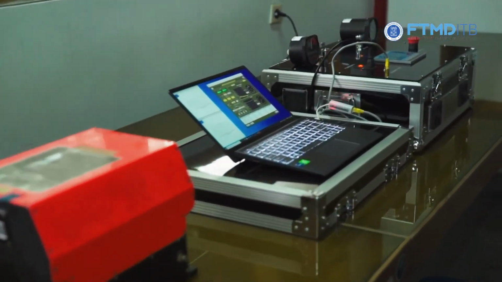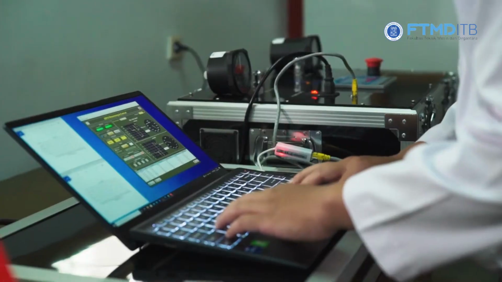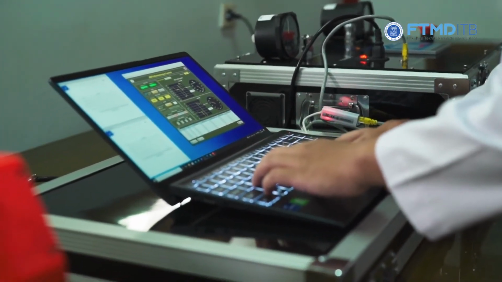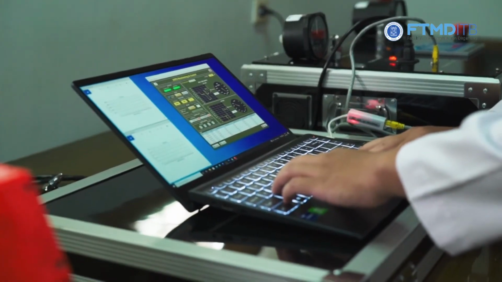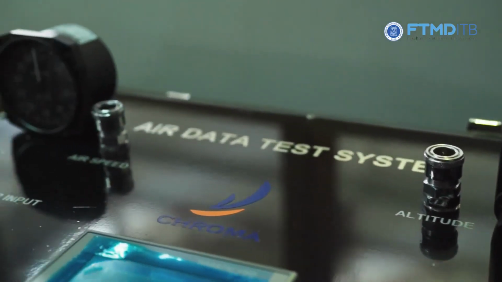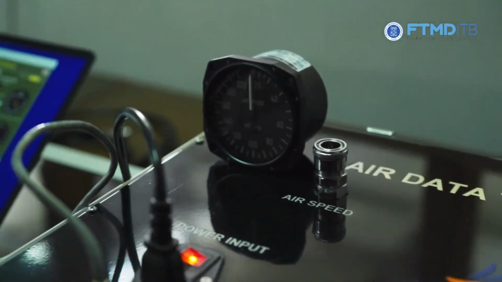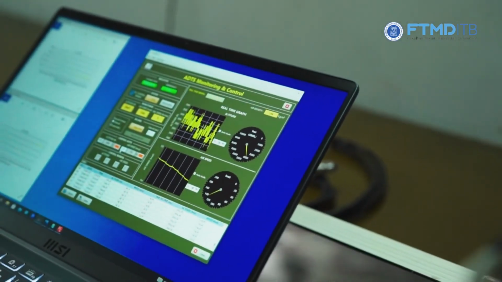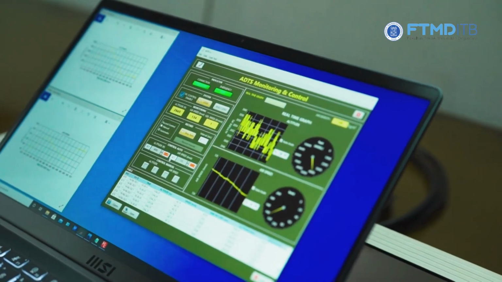Here is our new air data test system. This is used for simulating and testing sensors that work based on air pressure that are commonly used in aircraft. This equipment can also provide students with understanding about the working principle of aircraft sensors.